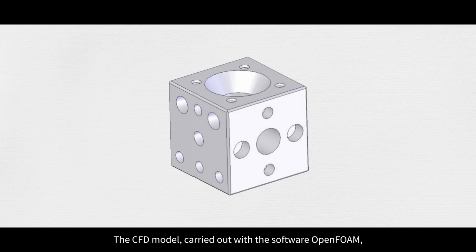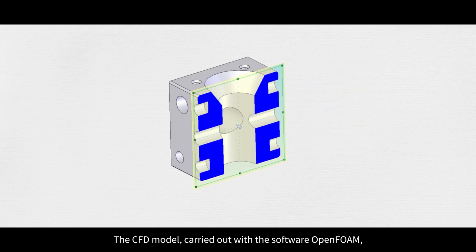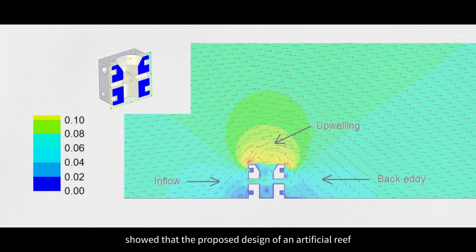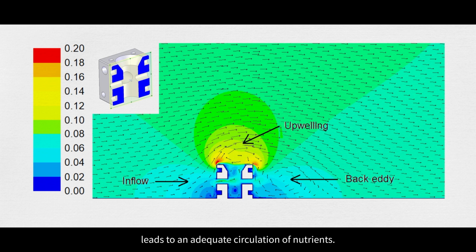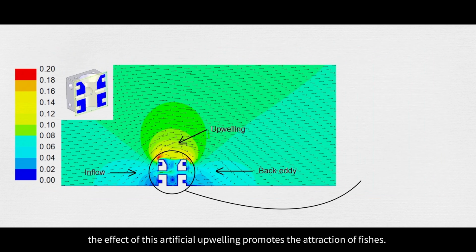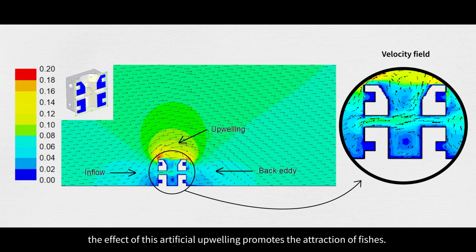The CFD model, carried out with the software OpenFOAM, showed that the proposed design of an artificial reef leads to an adequate circulation of nutrients. Consequently, the effect of this artificial upwelling promotes the attraction of fishes.